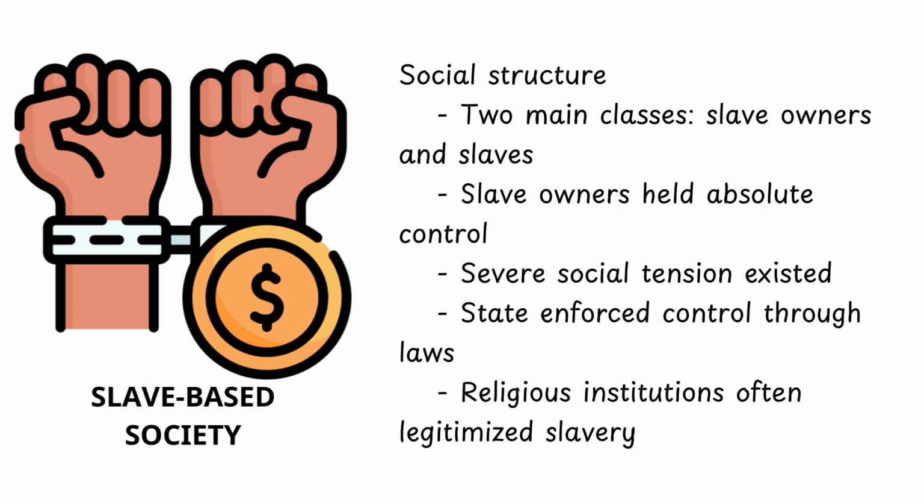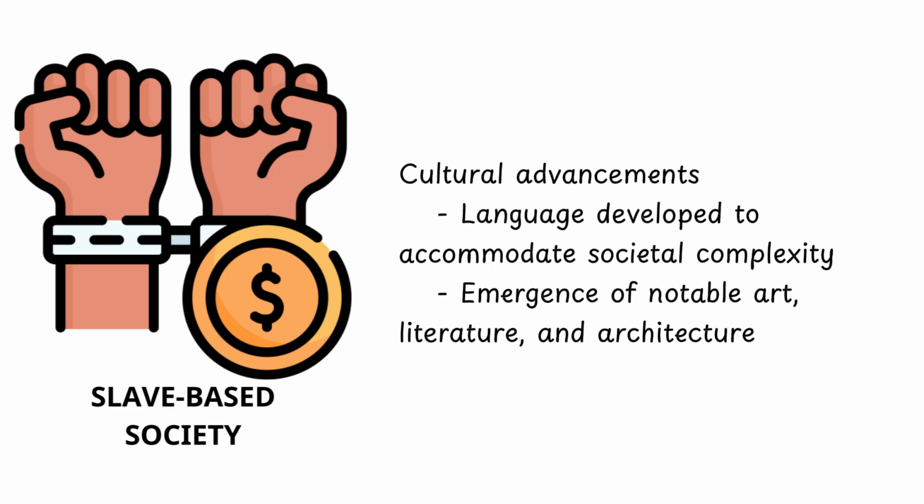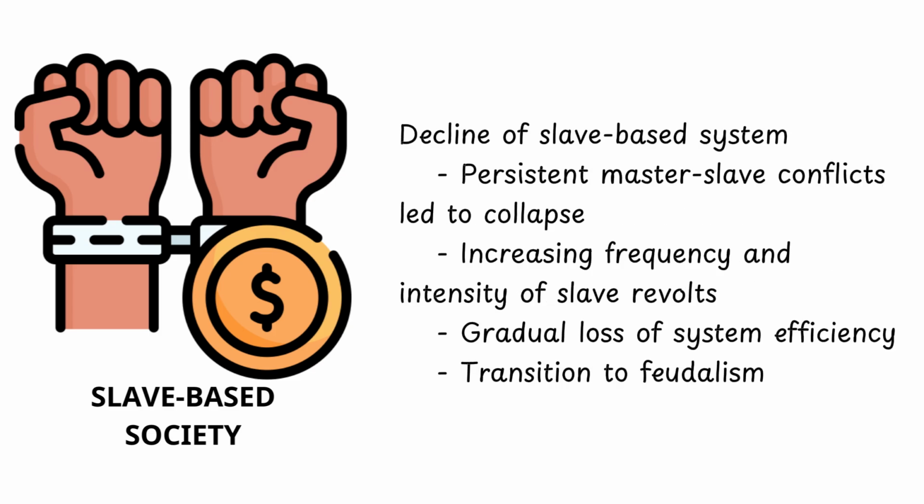Religion often backed up the slave owners' power by saying the system was right. As society got more complex, language grew to fit these new needs. During this time, we start seeing the first real works of art, writing, and impressive buildings pop up. The slave-based system eventually collapsed due to ongoing conflicts between masters and slaves. As slave uprisings became more frequent and intense, the system's effectiveness diminished. This breakdown paved the way for the feudal system to take its place in society.